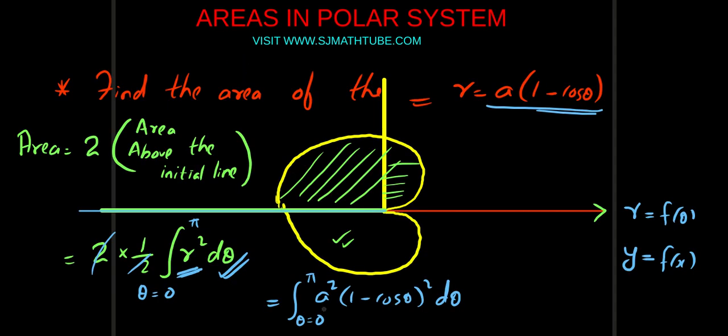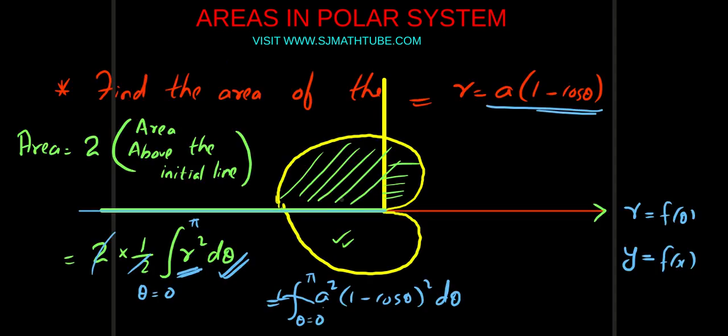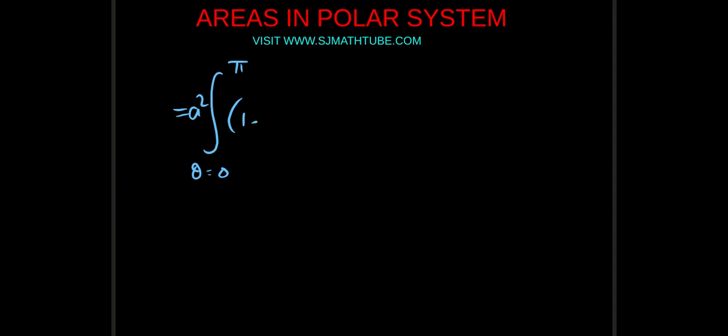And that will be integral theta equal to 0 to pi. I'll take a square outside. And what is (a minus b) the whole square? a square minus 2ab plus b square. And I think you know how to integrate cos square theta. If not, I'll give you two formulae.